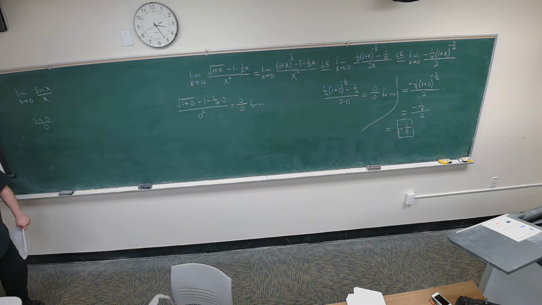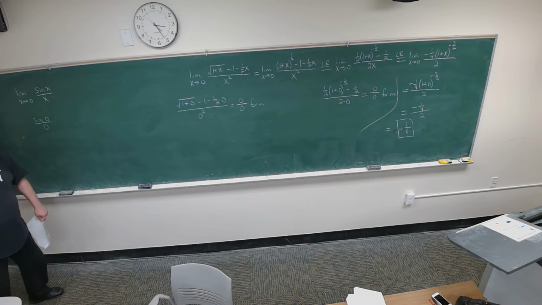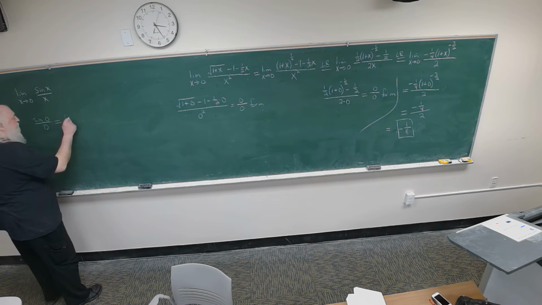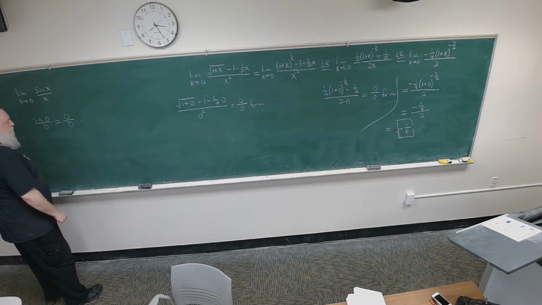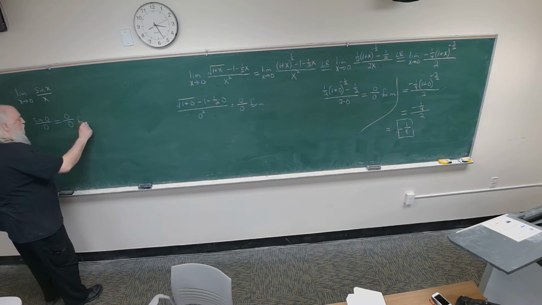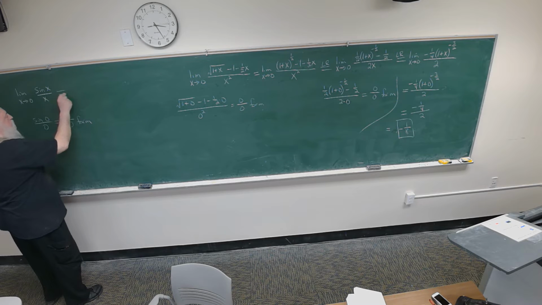Anybody know? Trigonometry? Unit circle? Anybody? Eric should know. And say what? It's 0. Okay. So sine of 0 radians, same as sine of 0 degrees, is equal to 0. So we get 0 over 0 form. So we can apply L'Hopital's rule.